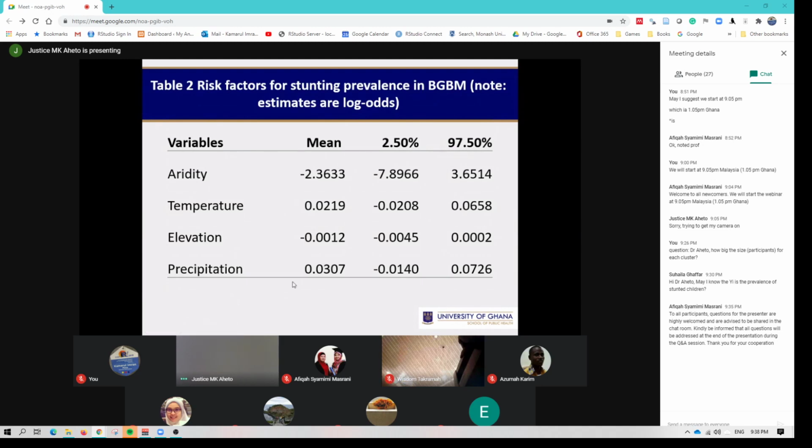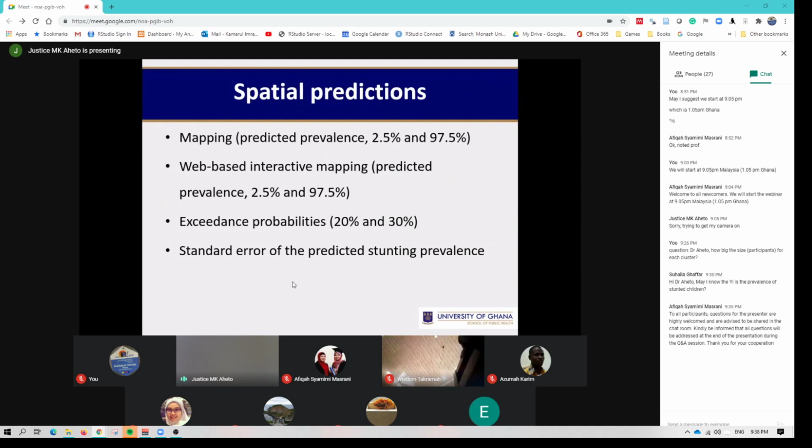Okay. Right. So now the core element in this work is the spatial predictions. The next thing I'm going to show you are the various maps that we have developed based on these results. I'll show you predicted prevalence with their 95% Bayesian credible intervals. I'll also show you the web-based interactive mapping based on the same estimate. Then we will also look at the exceedance probabilities, and as I said earlier, this is based on 20% and 80% exceedances.